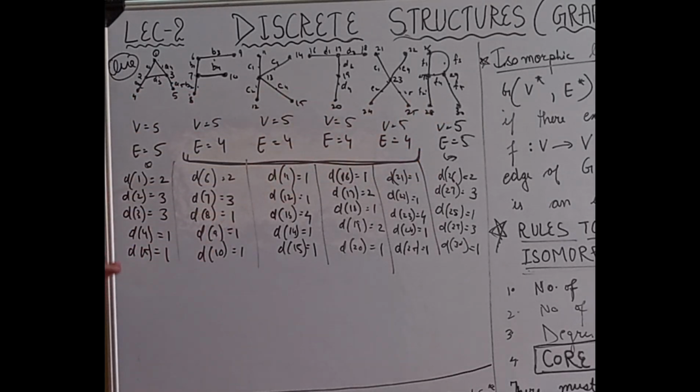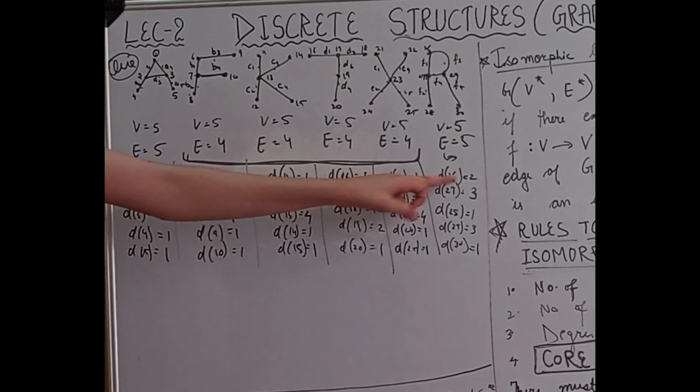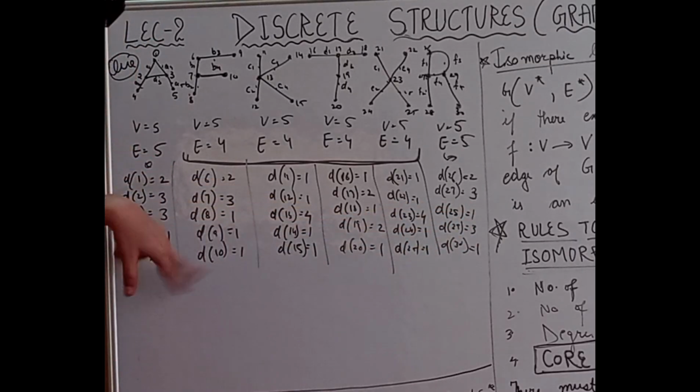So second, we'll go to the third rule. Degree sequence must be same: 2, 3, 3, 1, 1 and 2, 3, 3, 1, 1. So they both have degree sequence equal. Now we'll go to the core rule because all of the first three rules are satisfied for this pair. So we'll check the core rule, one-to-one correspondence.